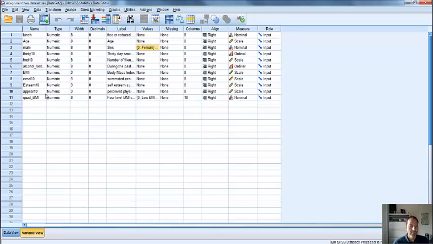Our predictor variable will continue to be four-level BMI, but we're going to add sex to that because we want to know if males and females differ in how BMI affects perceived physical appearance. So would we call this an interaction or a moderation effect?